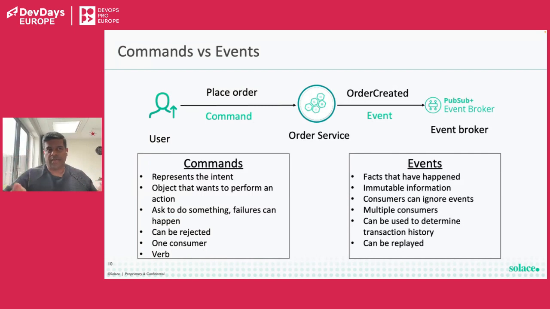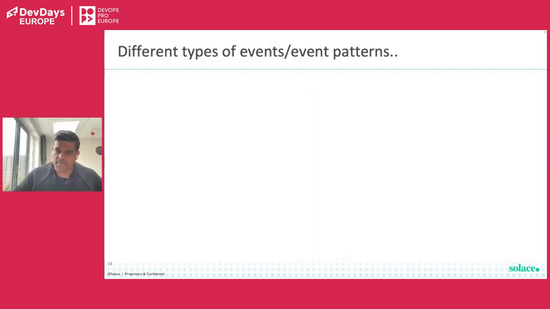You can cancel it, you can do a return request and everything, sure. But the fact remains that you placed an order. That's immutable. Events are immutable. You can ignore events. Consumers can ignore events if they decide, okay, this is something that I don't really want to act on. They can have multiple consumers. And funnily, events can be replayed to determine the transaction history. So the idea would be that you replay all the events to get to a point where you represent the current state. That's possible. So we spoke about what are commands and events.